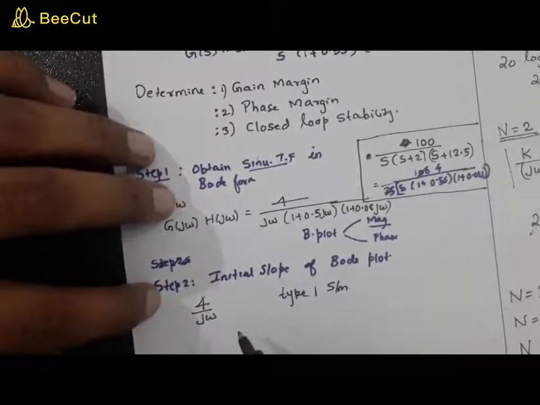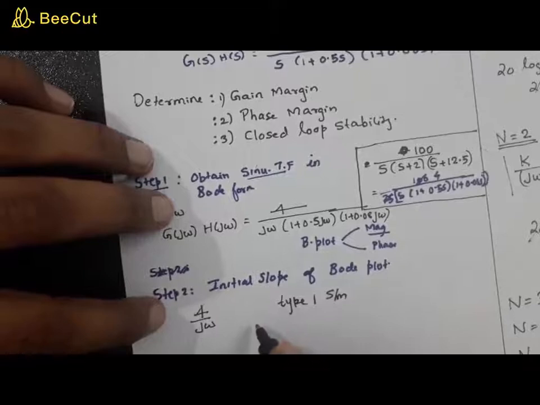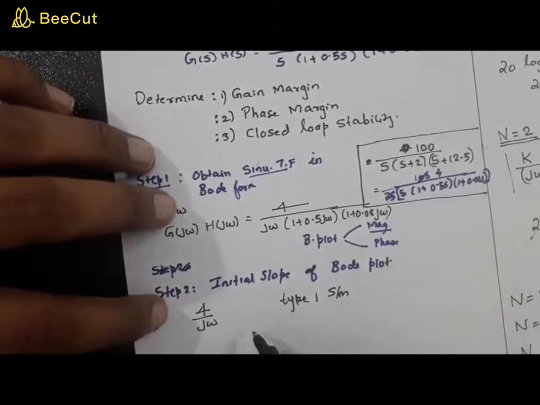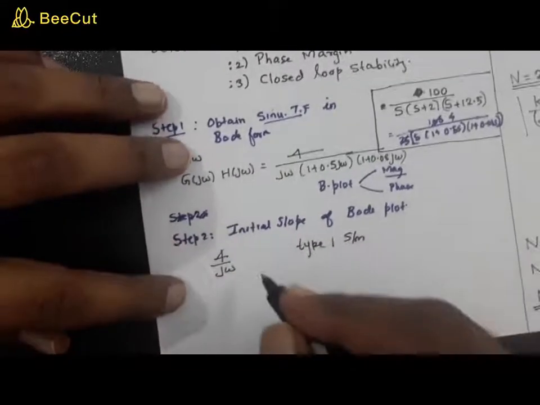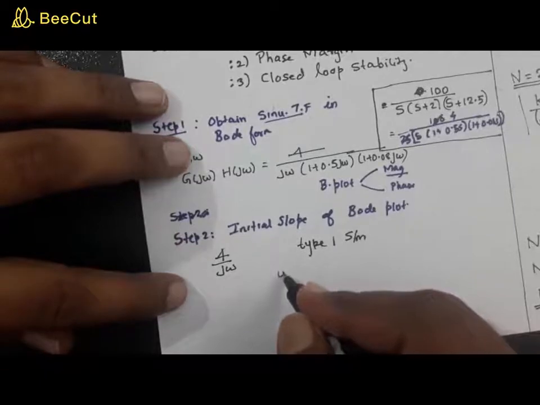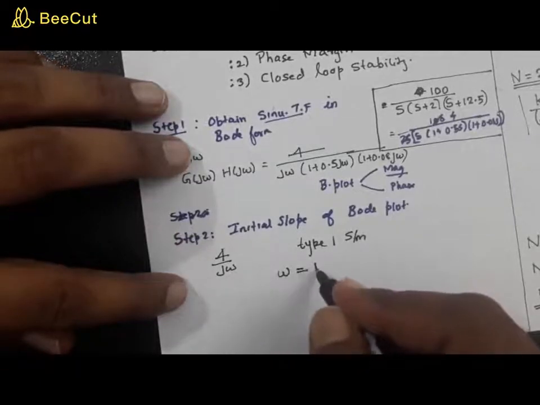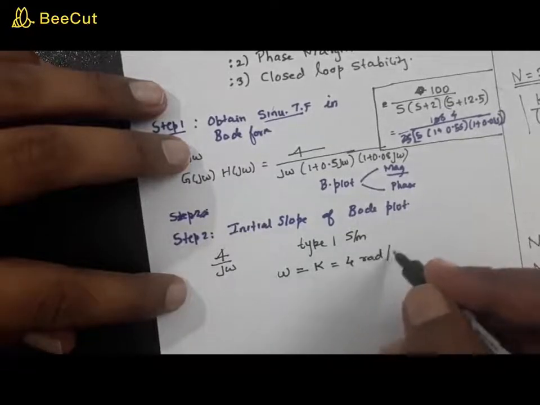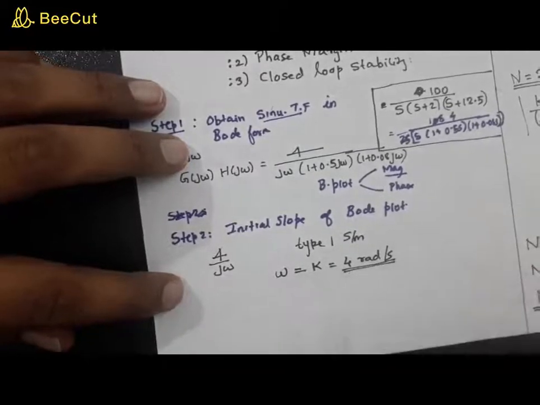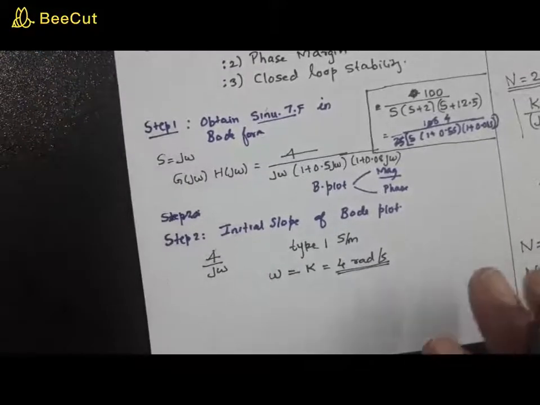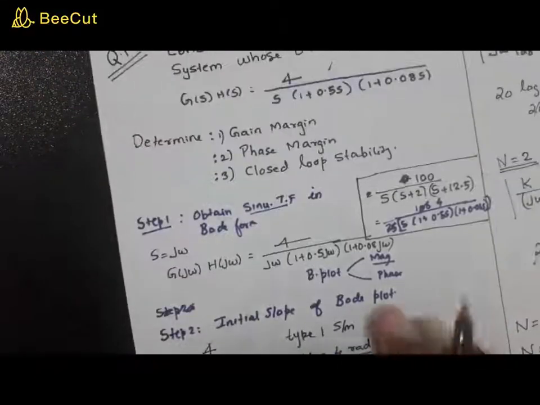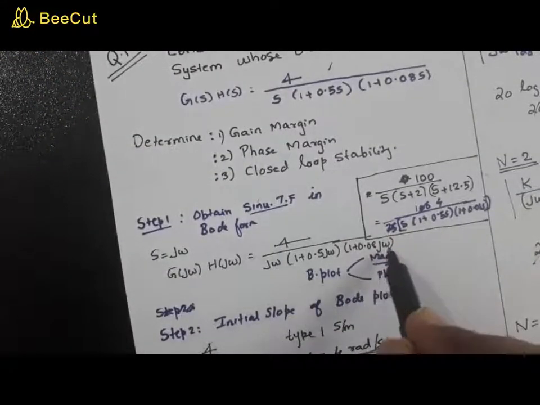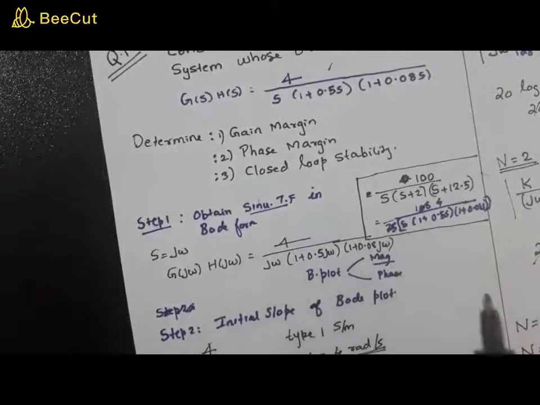So you can see that omega is equal to k, that is, at that frequency this touches the 0 dB line. So from this you can understand that omega is equal to k, which is actually equal to 4 radians per second. It is at this frequency that the Bode plot represented by this transfer function passes. But that's not the exact Bode plot. We are just worried about the initial slope.